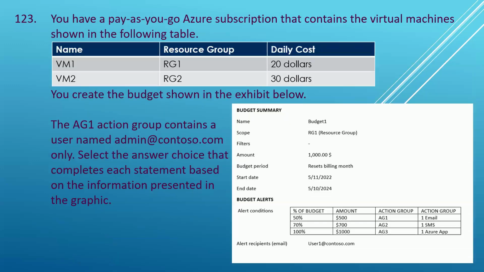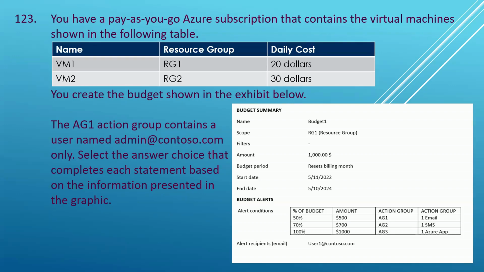You have a pay-as-you-go Azure subscription that contains the virtual machines shown in the following table. There are two virtual machines with the names VM1 and VM2. They are hosted in resource groups RG1 and RG2, and they have a daily cost defined. VM1 has a daily cost of $20 and VM2 has a daily cost of $30. You create the budget shown in the exhibit on the bottom right of your screen. The AG1 action group contains a user named admin1@cardoso.com only. Select the answer choice that completes each statement based on the information presented in the graphic.